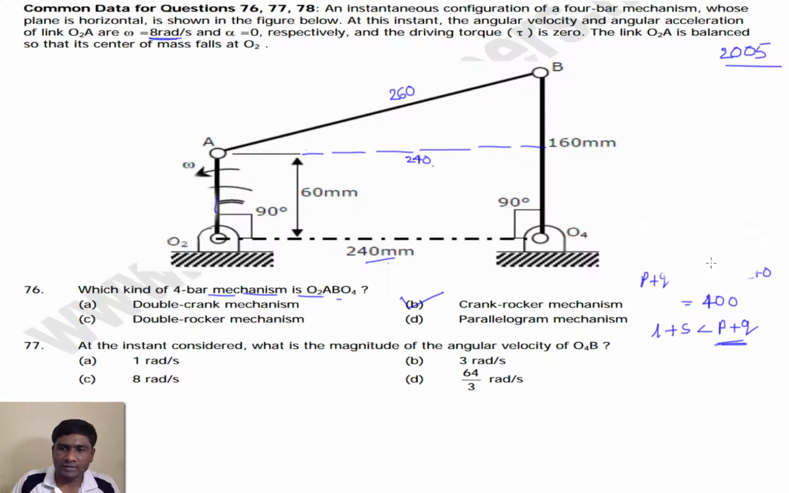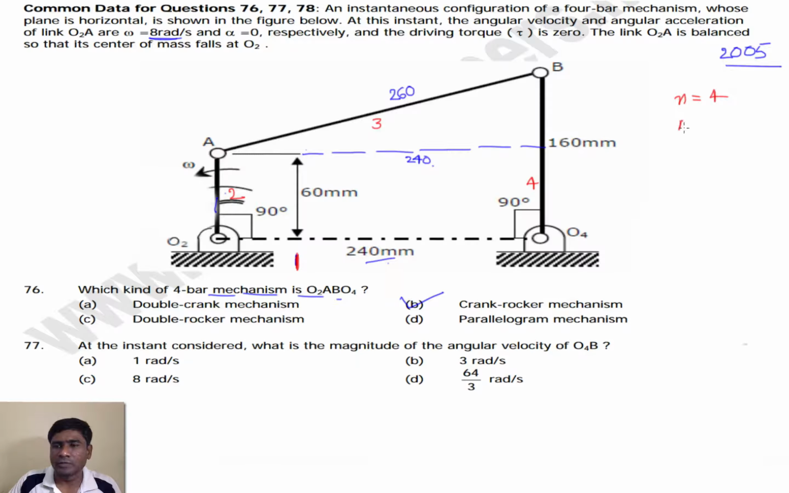And what is the second bit? At this instant we need to find out the magnitude of the angular velocity of O4B, that means omega 4. For that we need to find out the instantaneous center. So first let me mark this. This is link 1 and this is link 2, and this is 3 and this is 4.